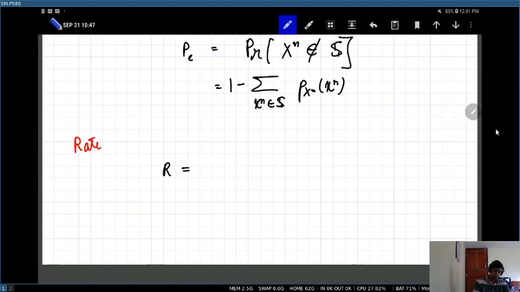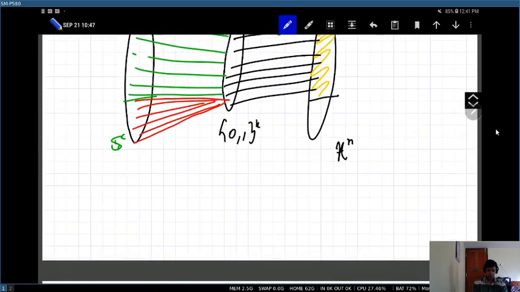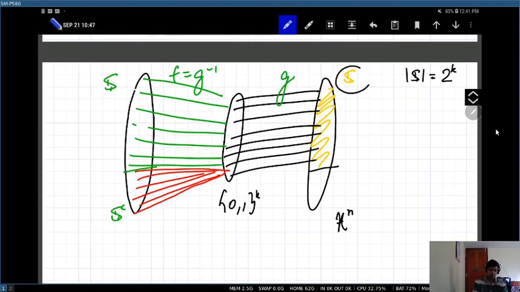And what about the rate? The rate is simply 1 over n log size of S, right? So it's k over n, and this is equal to 1 over n log size of S, and generally we'll take the size of S to be 2 to the k for some integer k. Okay. So to summarize, any fixed length compression scheme can be completely described by this S, invariant to a permutation within G.